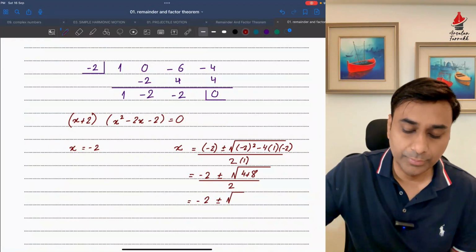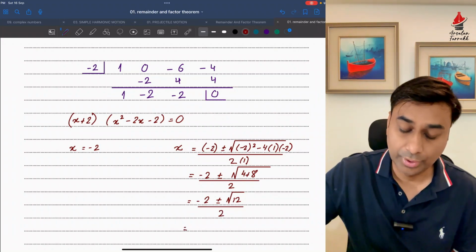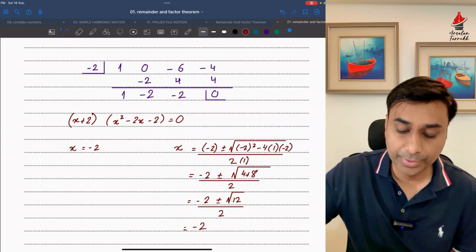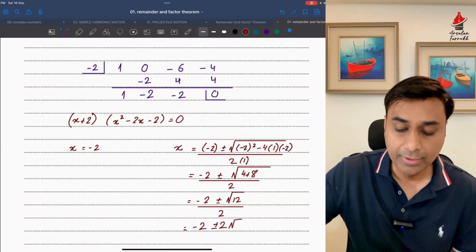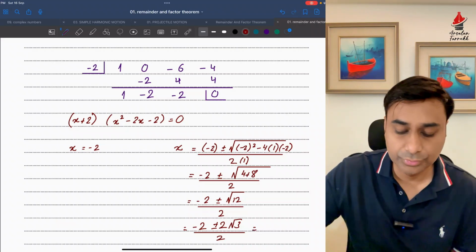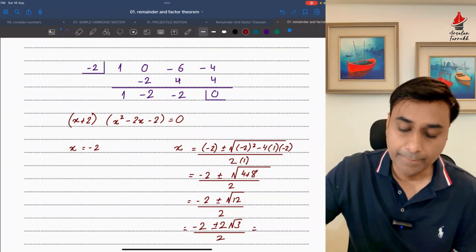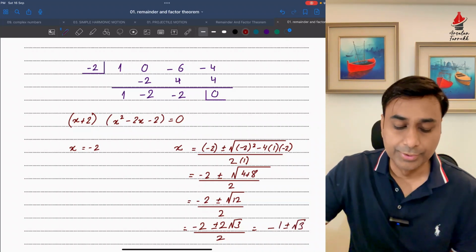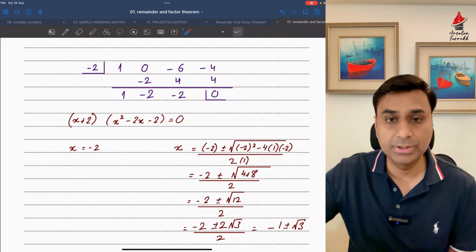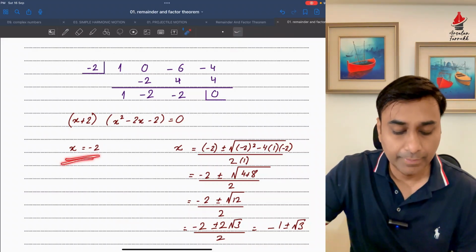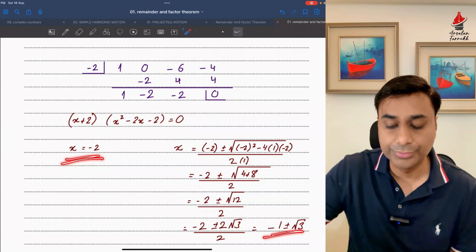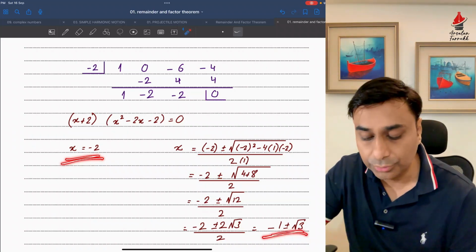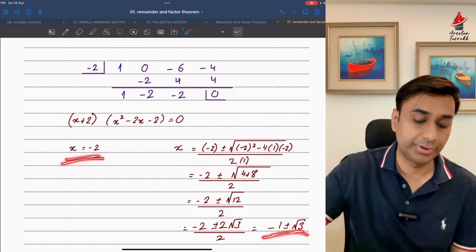This is 12 upon 2, and then I can take 4 outside the root sign, so this is going to become plus minus 2 root 3, whole divided by 2. More importantly, if I cancel the 2 after taking 2 common from the numerator, my two other answers are coming out to be minus 1 plus minus root 3. So for this cubic polynomial that I've just solved, one of its roots is minus 2, and my two other roots are minus 1 plus root 3 and minus 1 minus root 3.